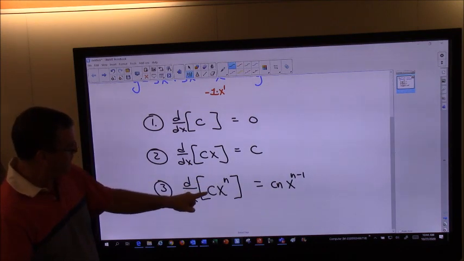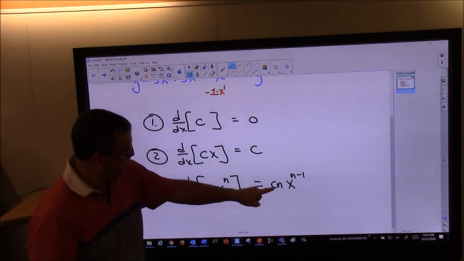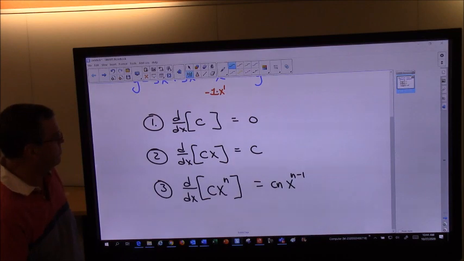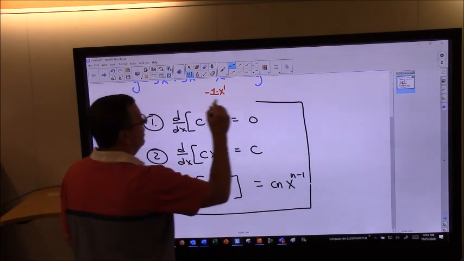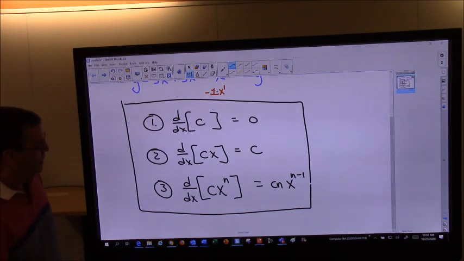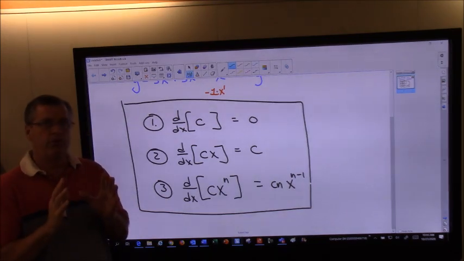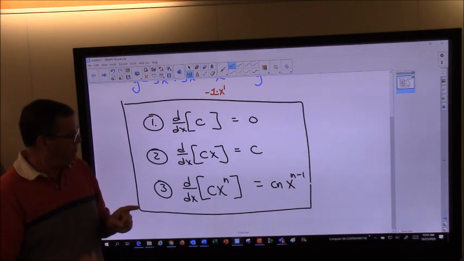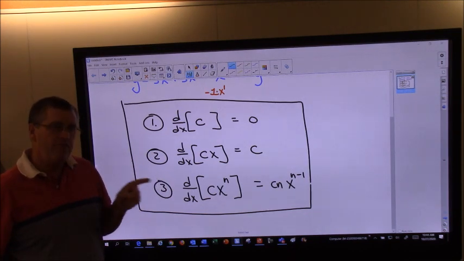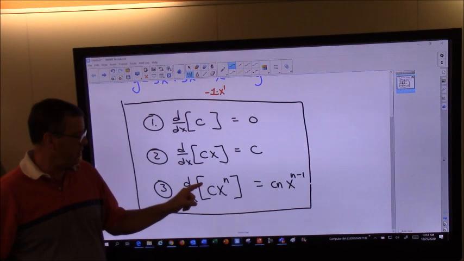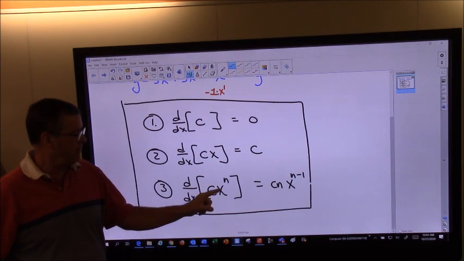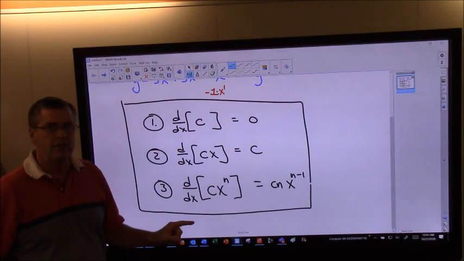Multiply the exponent times the constant, which we're doing here, subtract 1 from the exponent. These are our rules to follow. Okay? Now, this is really important to understand. What that means is, everything that I take the derivative of today, I have to be able to write it as a number times a variable raised to an exponent.